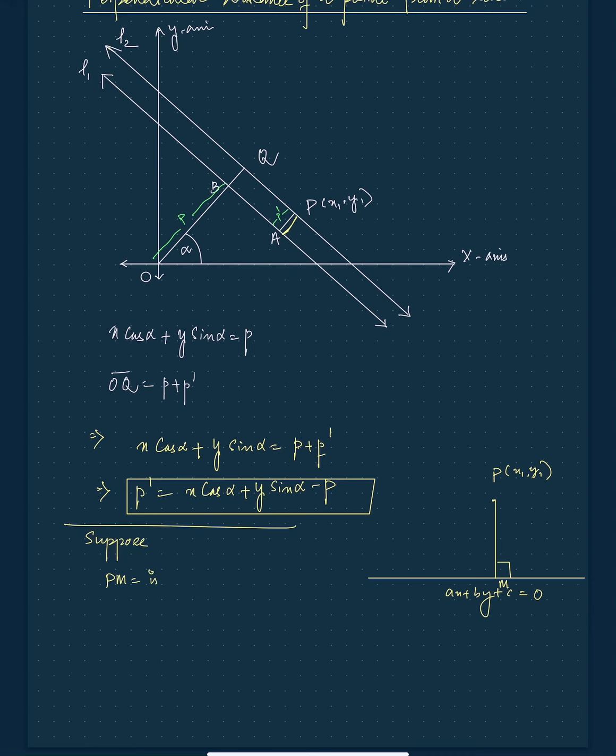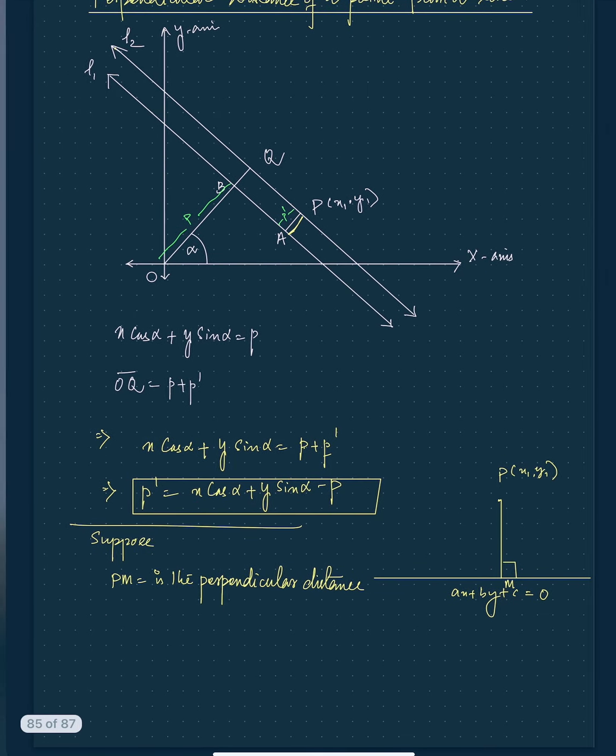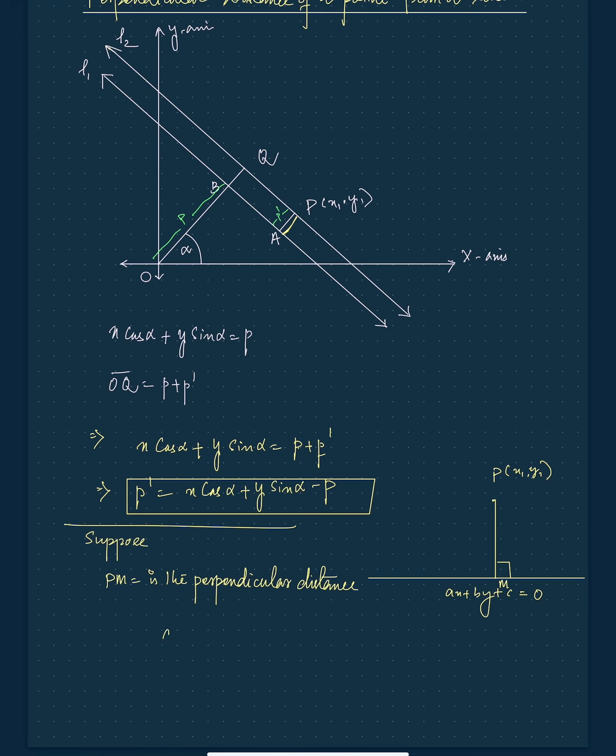PM is the perpendicular distance. So to find the solution, it will be a into x1 plus b into y1 plus c, divided by the square root of a square plus b square. Always take mod, because the length is always positive. This will be the distance.